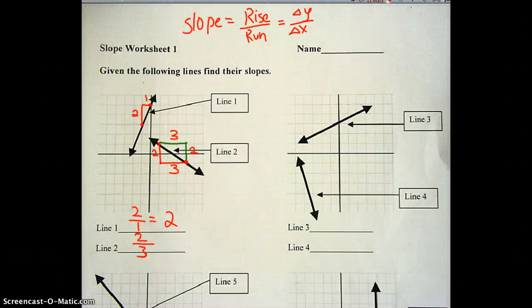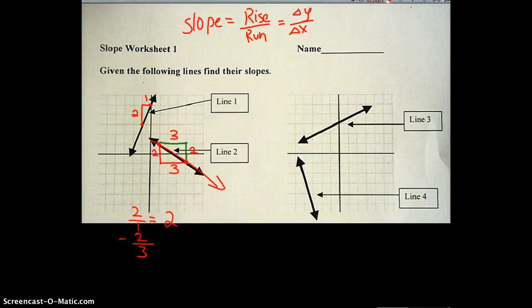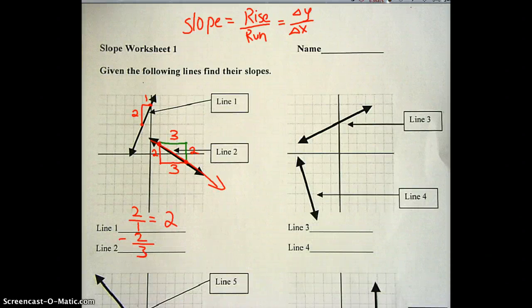Now what's really important here is that we see that the slope is not only 2/3, it's actually negative 2/3, because the line is going downwards when I read it from left to right. I also can see that if I start at the first point on the left and go to the second point to the right, I will have to go down 2 and over 3. So we really should think of this 2 as negative because it takes me going down in order to get from the first point to the second. So the slope here is negative 2/3. That negative is really important.